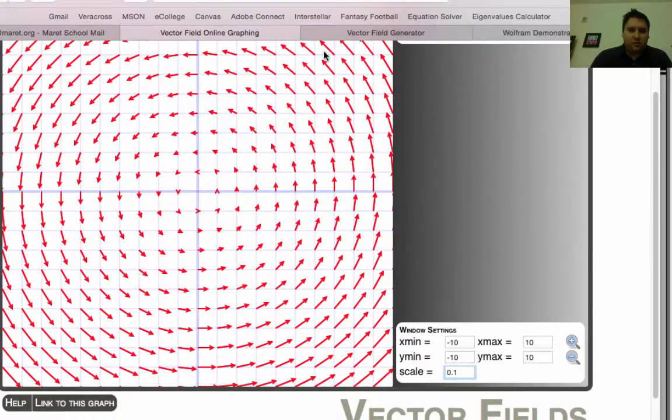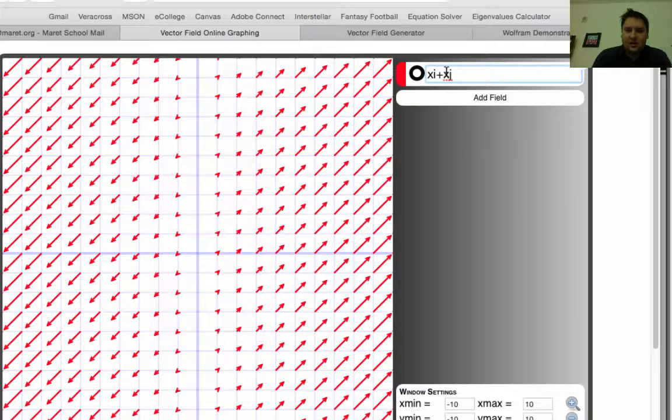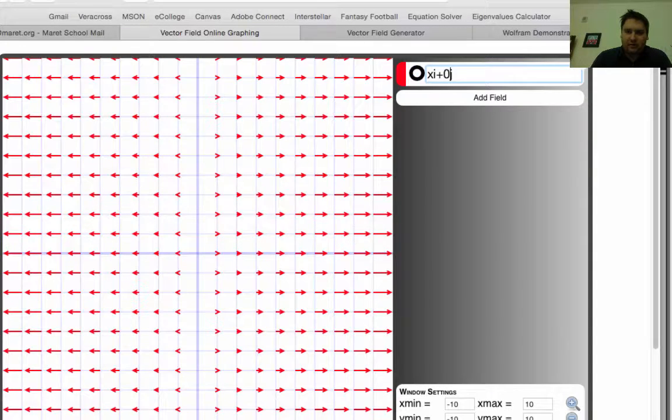I'm going to go over here. So the first one was x comma 0. So the way we would type this into this software would be xi plus, well, 0j, right? There's no j. And oh, look at that. Everything is going horizontally.